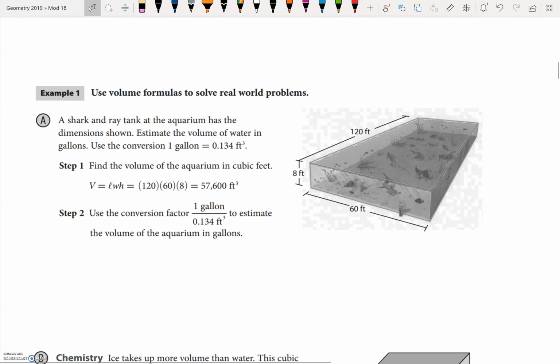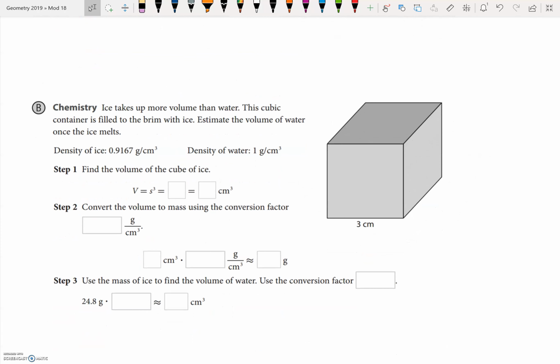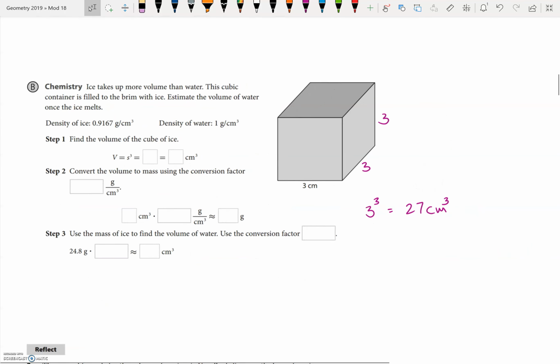So we're going to try a couple of problems here. We're not going to worry about that one, and we're not talking about the density or anything here. Oh, look, it's 3. So if we wanted to figure out the volume of this cube, since it's 3 times 3 times 3, that'd be 3 cubed. 3 times 3 is 9, times 3 is 27, and we say this is centimeters cubed. That simple.